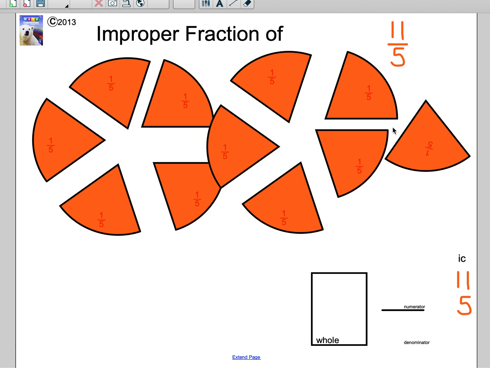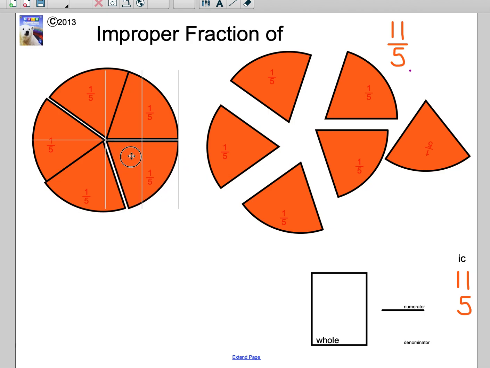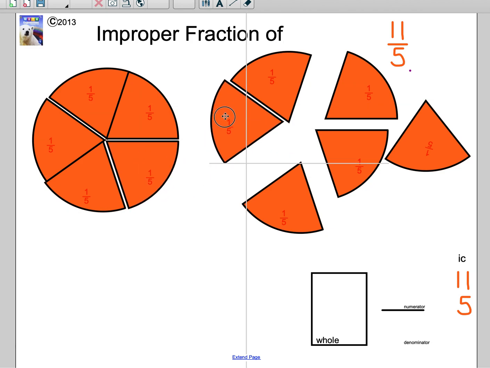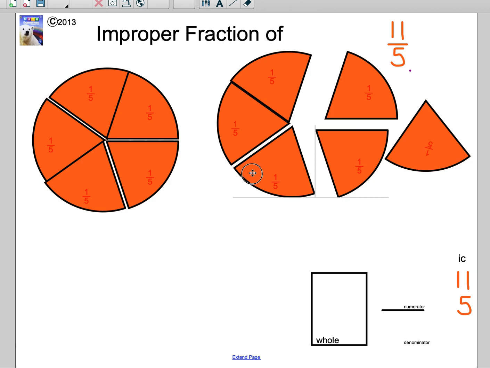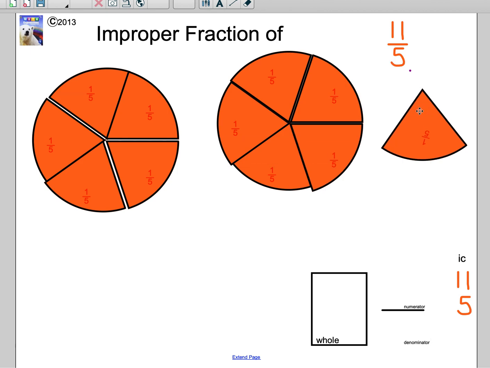Remember we said we were going to divide and subtract? Well, let's put them in groups of 5. So I'm going to see how many groups of 5. I'm going to divide them into groups of 5. There's a whole. There's another whole, almost there. Okay. And then we have one left over.